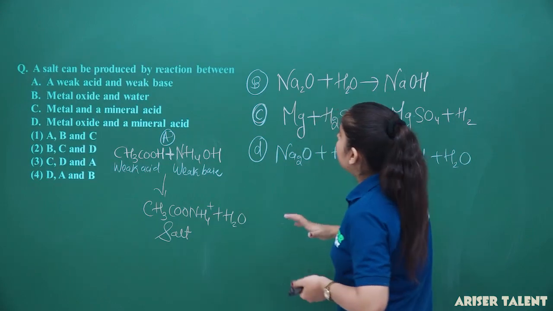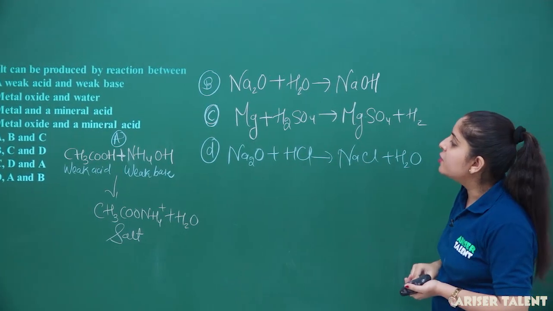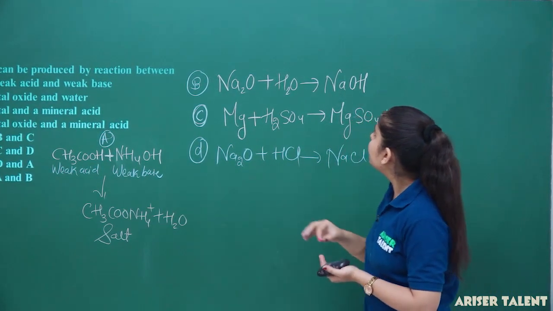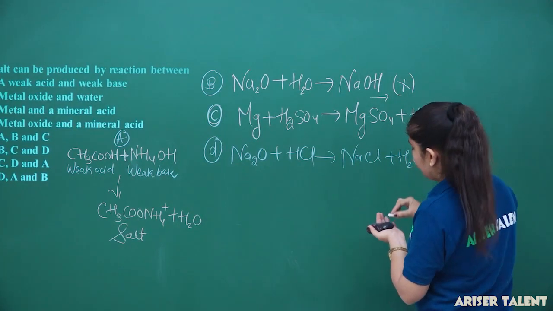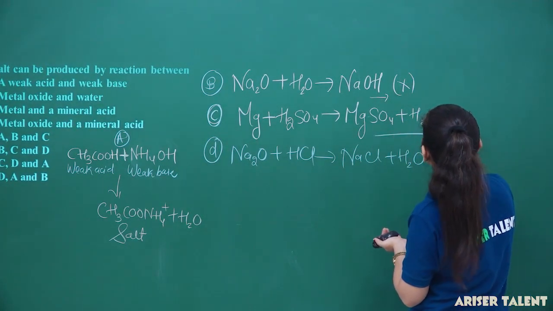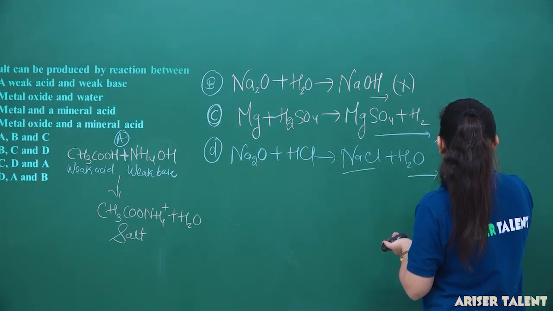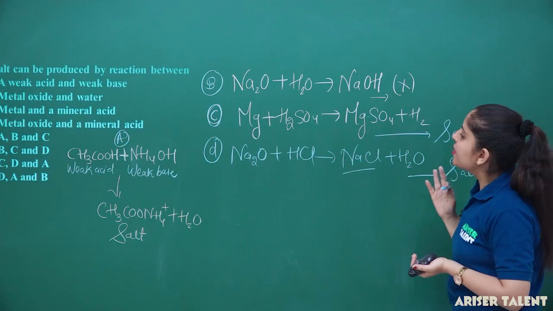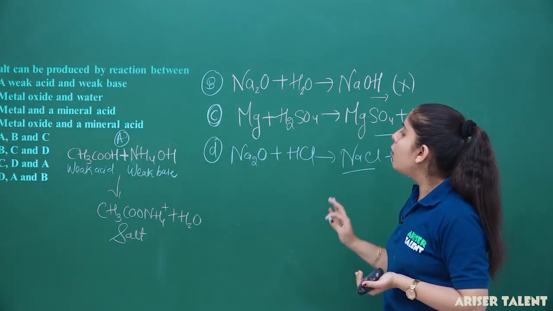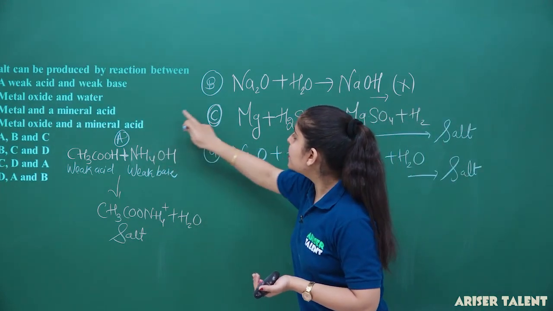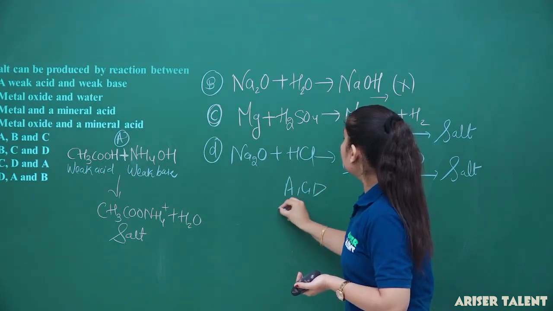Now analyze all these equations I have written here. You can find that the salt is formed with a weak acid and a weak base. This is not a salt, this is sodium hydroxide we have. Magnesium sulfate is again a salt and NaCl is again a salt. So in which reactions is the salt forming? In the equations provided here, the salt is forming in cases A, C and D. So A, C and D are forming salt.